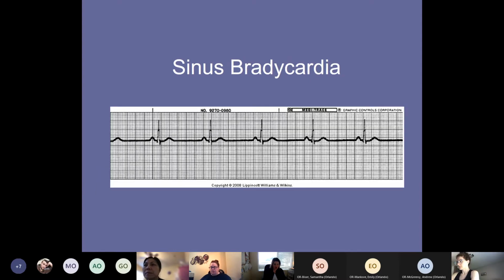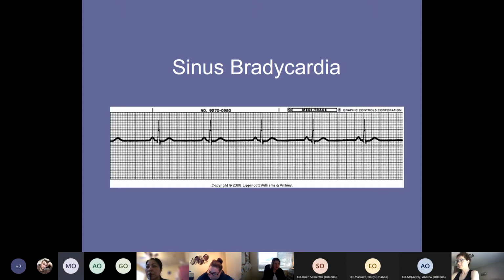Sinus bradycardia, if we went through the same steps again, everything looks good except for the rate. Okay, so the rate is 50. And for this patient, we need to check if they're symptomatic or asymptomatic. A lot of people walk around with this rhythm. Your athletes will, young folks do. If they're symptomatic, we need to give them atropine first, then epinephrine or pacing.